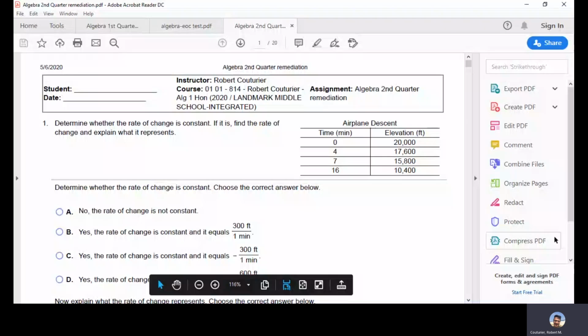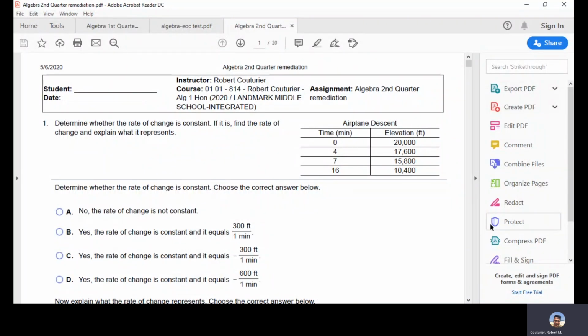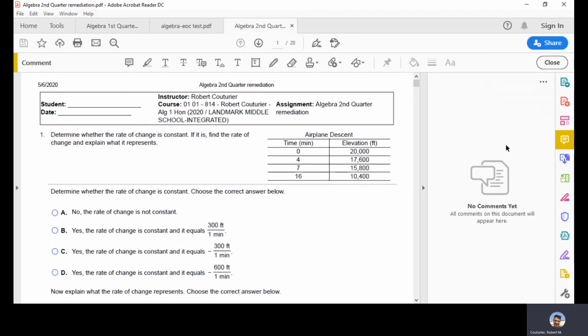Hey everybody, welcome to the Quarter 2 review for Algebra, already in the second 9 weeks of the review. Our first problems today should be fairly common and similar to what we've seen. It wants us to determine the rate of change. Is it constant? Find the rate of change and explain what it represents. So first, you have to see, is the rate of change constant? Well, in order to find rate of change, that is slope.